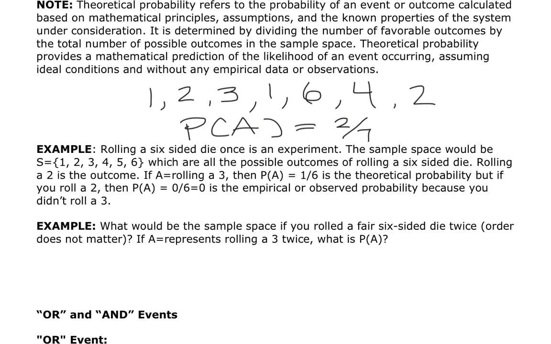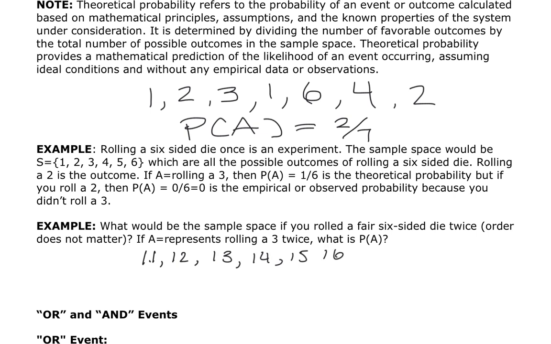So if order does not matter, then rolling a 1 and then a 1 is the same as rolling a 1 then a 1. So then rolling a 1 then a 2, rolling a 1 then a 3. I'm going to do all of the possibilities of rolling a 1 first. So 1 and 1, 1 and 2, 1 and 3, 1 and 4, then a 1 and a 5, then 1 and a 6. And then I'm going to do it for 2.